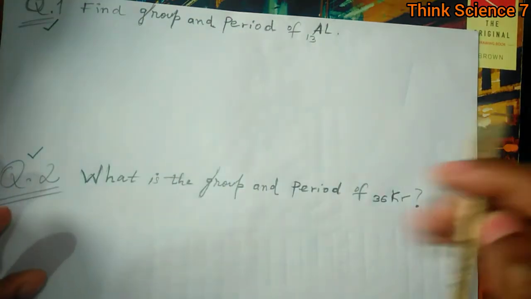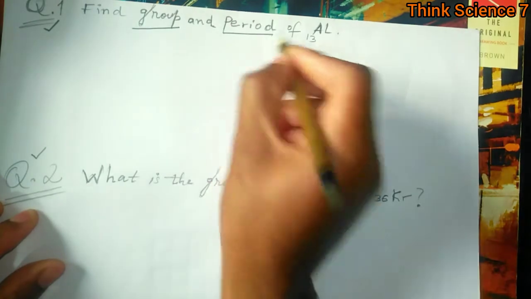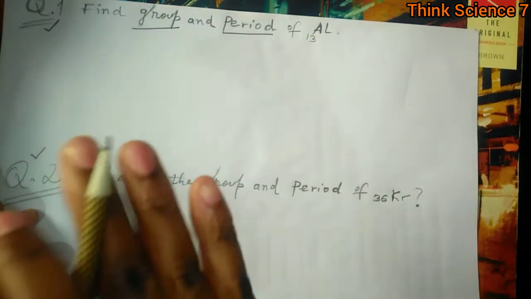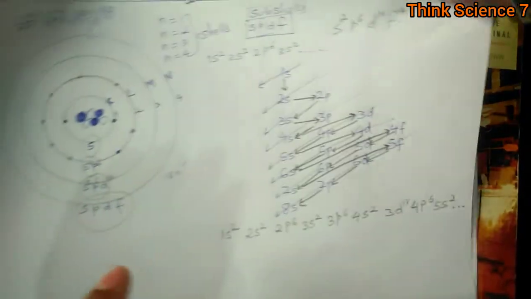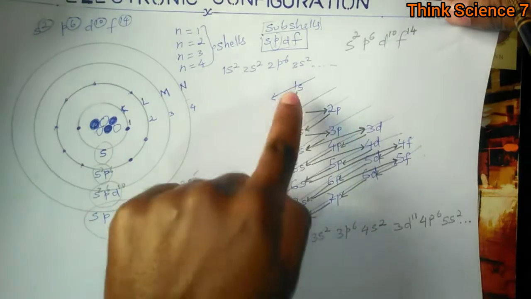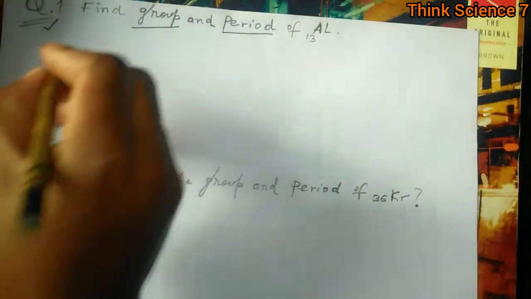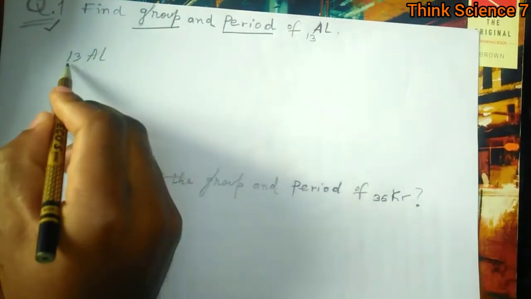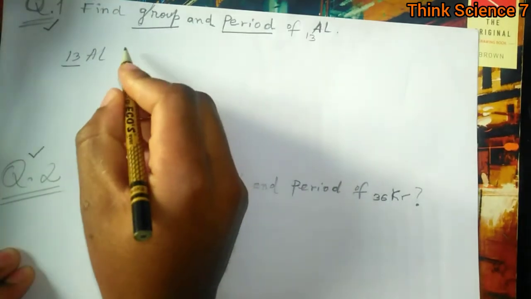So group and period. Some questions they ask us to find group, some questions they ask us to find period. So you see, with the electronic configuration, it's very easy to find, right? So here they are asking both group and period. So let's use electronic configuration. So aluminum 13, it has 13 protons. So that's very easy. So using our formula, we can find the electronic configuration.